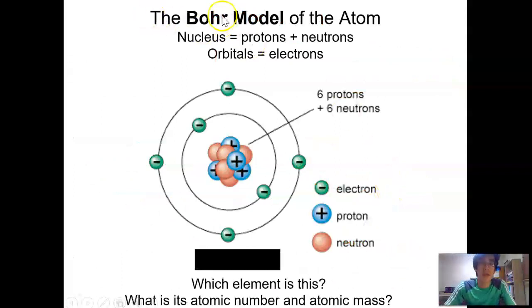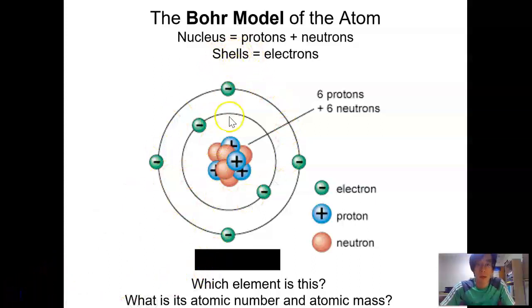All right, so let's revisit the Bohr model of an atom. We know that the nucleus is made up of the protons and neutrons, and that the outside, let me write this as shells. The shells, the rings that surround the nucleus, tell us where the electrons fly around. So you want to wonder, what element is this?